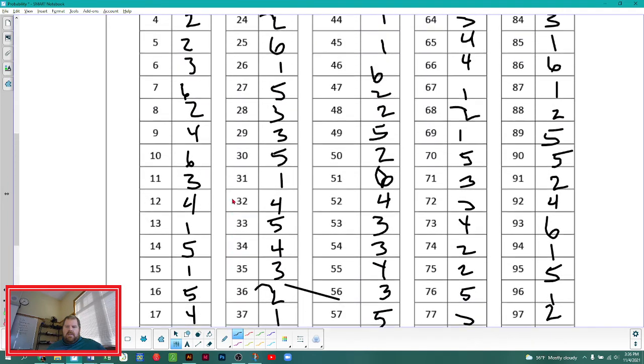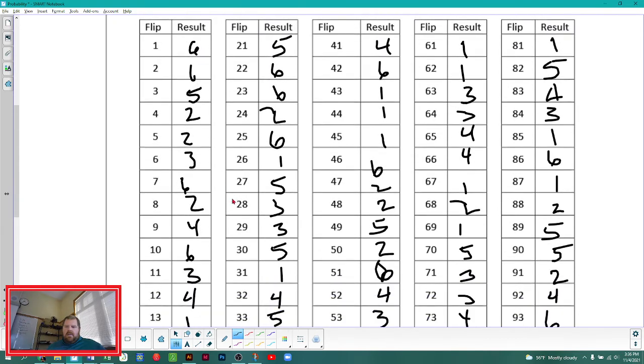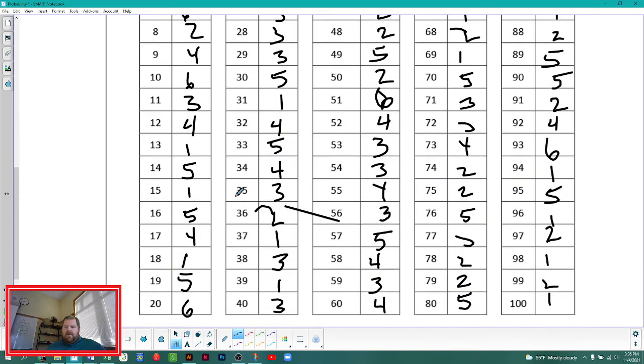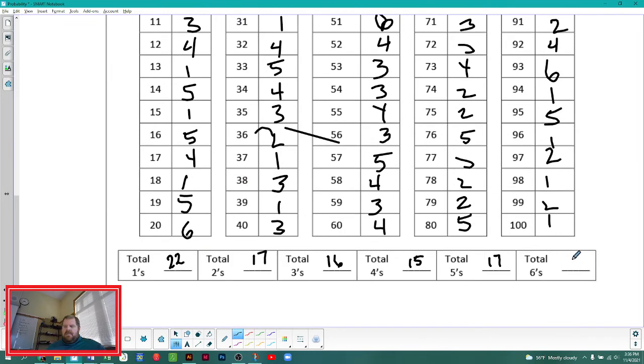Dawson Geyer, please report to the front of the school right now. Dawson Geyer to the front of the school right now. Looks like I had 12 sixes.